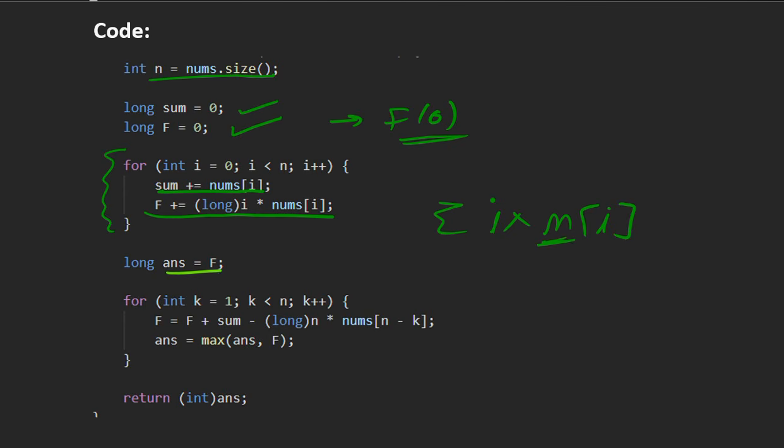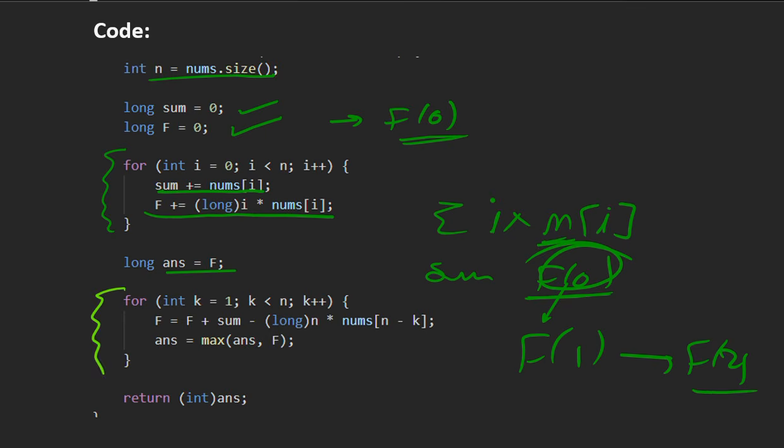And now we have sum and we have f of 0. So now we use f of 0 to calculate f of 1, f of 1 to calculate f of 2, and so on. So using this formula, new f is equal to old f plus sum minus n into nums of n minus k. We use this formula to calculate the new f, and then we compare this new f with the previous answer and take the maximum value and store in the answer. So after finding all the values of f, we return the answer, right?